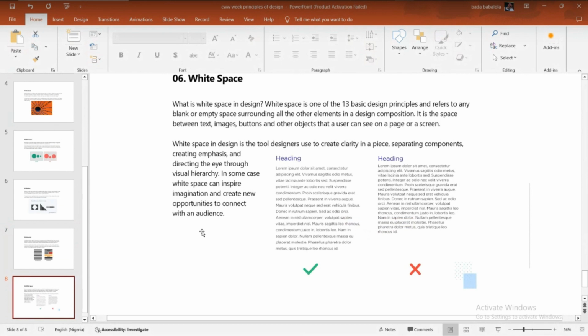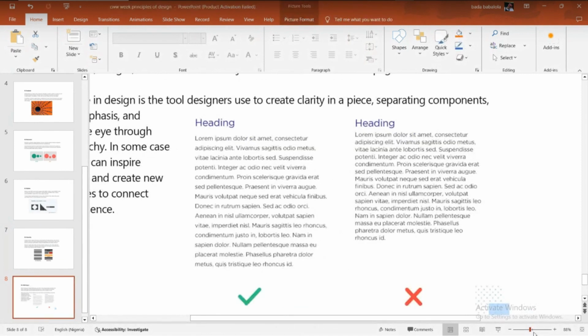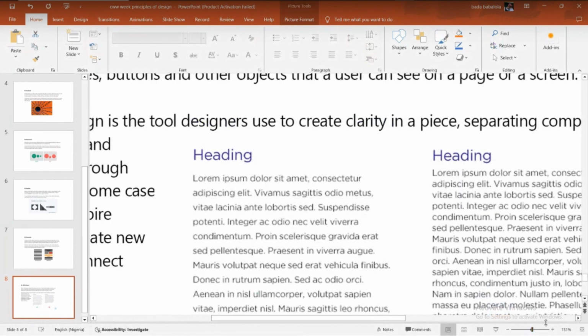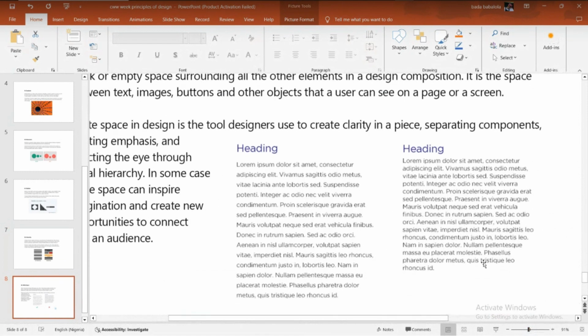White space is one of the 13 basic principles and refers to any blank or empty space surrounding all the other elements in a design composition. It is very simple. Now, you will see this first one and the second one. You should tell yourself which one you can read without straining your eyes. Is it the first one or the second one?